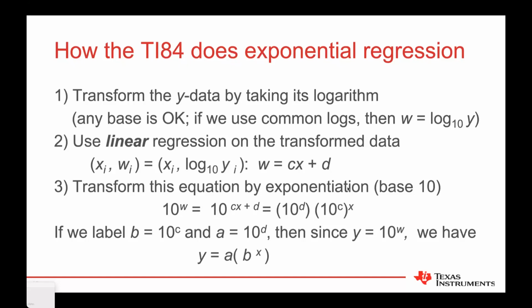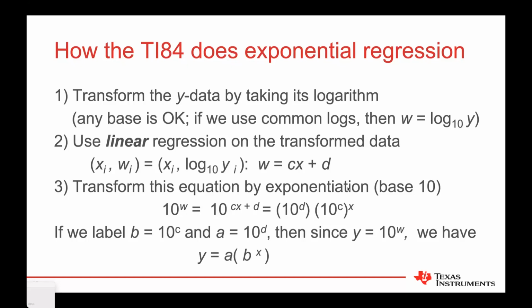And now with that linear function, let's take 10 to the power of each side of that equation. When I take 10 to the w, I'm back to my original y. But notice when I take 10 to the cx plus d, using properties of exponents, I get 10 to the d, which is some constant, times 10 to the c, which is in turn raised to the x. Well, if I call 10 to the d a and 10 to the c b, that's exactly the form of my exponential formula. And that's how exponential regression is done.